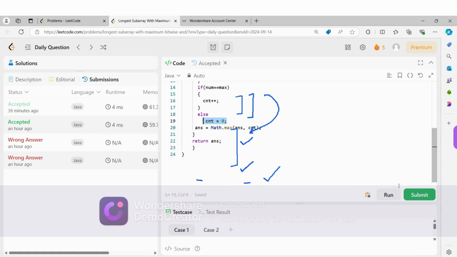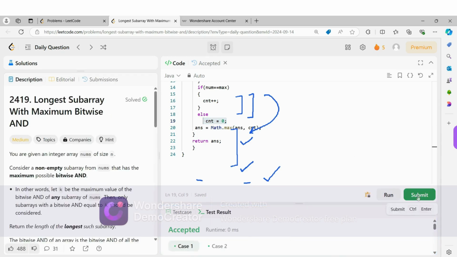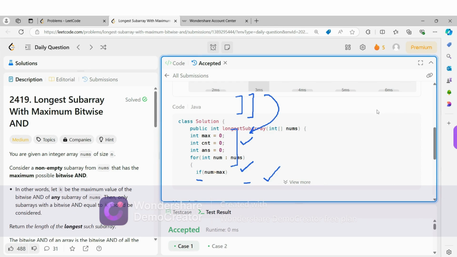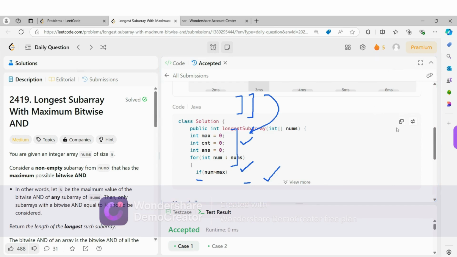So let me execute my code. This is already accepted, so let me submit it. Yeah, it is accepted.